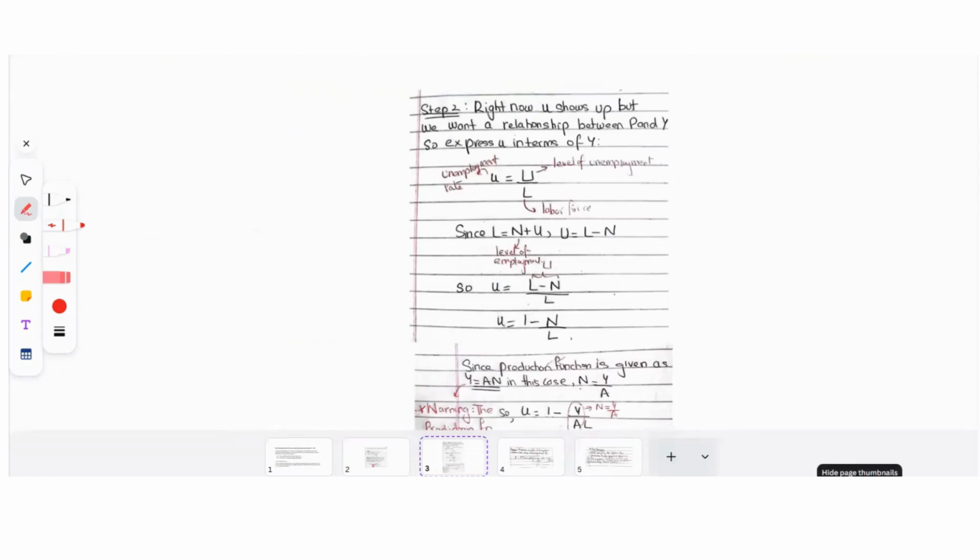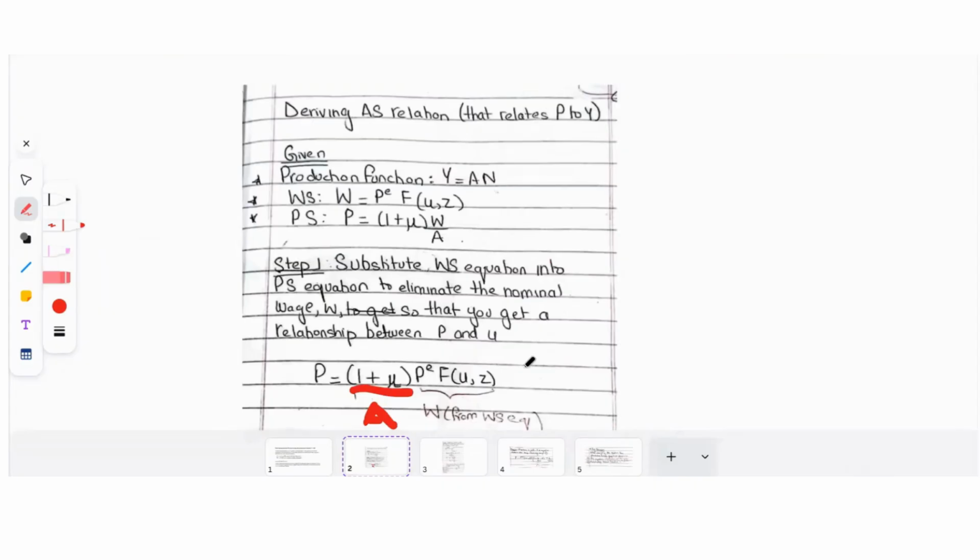Step 2 is now u. Right now u shows up, but we want a relationship between P and Y. What we've done is we've eliminated W, and now we have a relationship between P and u. But the AS relation is meant to relate P to Y. So we don't want a relationship between P and u.